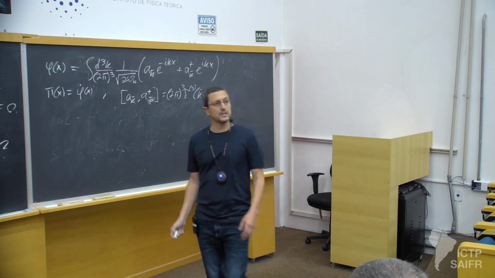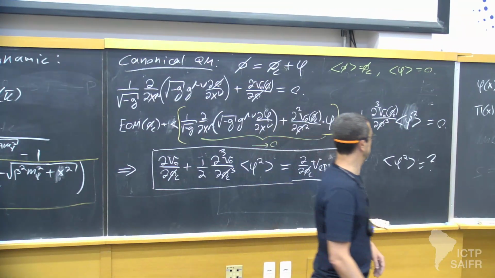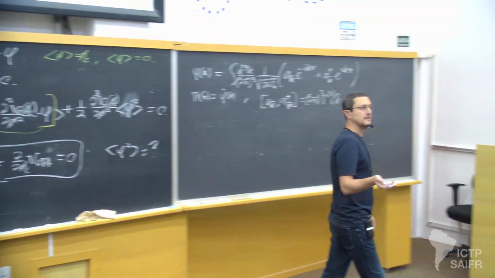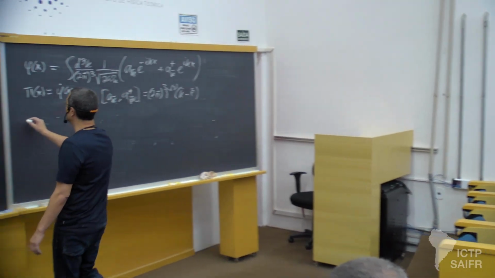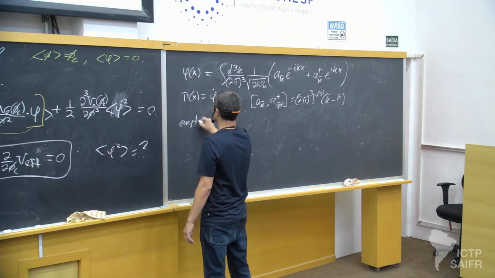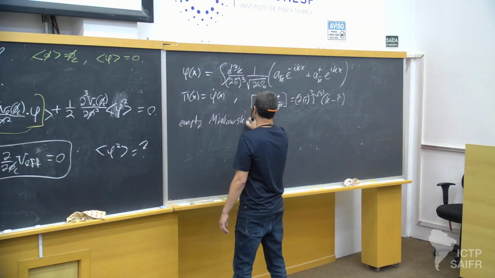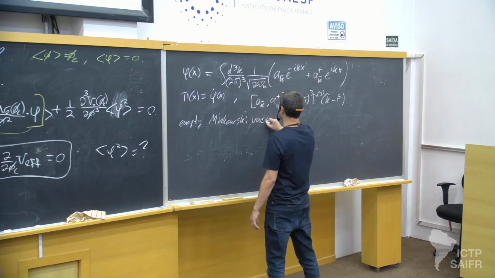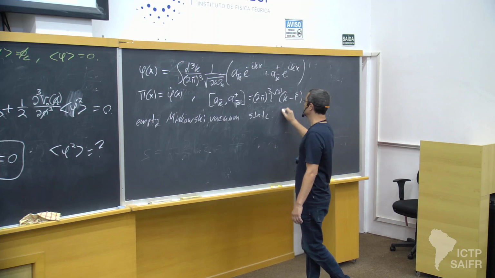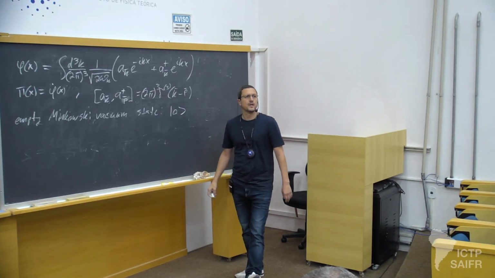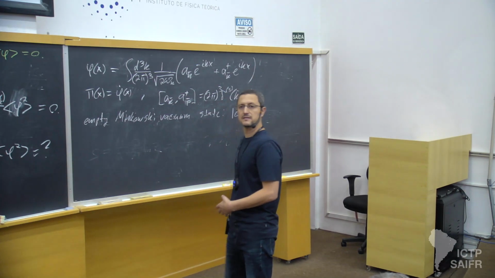And all other commutators vanish. So let's start with the empty state and see if we recover what we did before. Let's start with the empty Minkowski vacuum state. Let me call that vacuum state 0. That state has no particles, hence we call it 0. It has 0 particles, yes?